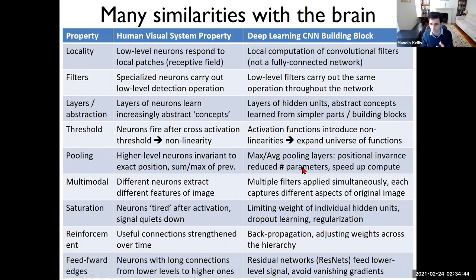And that also allows us to speed up the computation, because we don't have to compute for every pixel in the image. We just need to compute for the local patches. The other aspect that we saw is that they're multimodal, that basically there were neurons that were extracting. So in the visual illusions, we saw how some neurons were basically firing for Marilyn and other neurons were firing for Einstein.